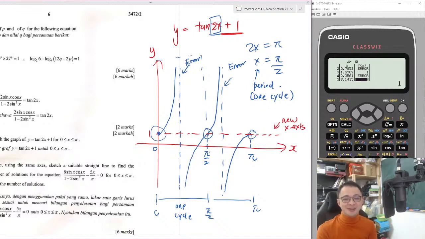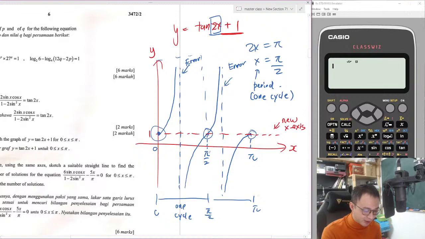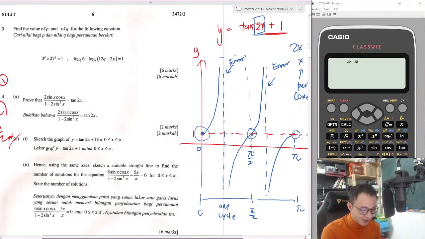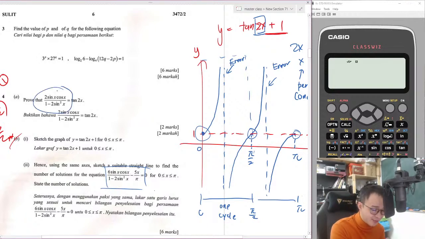So let's move on. If you can draw, you can just ignore the calculator function, because this is just a few marks. Then I will need to draw a suitable straight line and find the number of solutions. Right now, my objective is to get a y. Y is tangent 2x plus 1. You see this one is very similar to this one, but this one starts with 2, and the question here starts with 6.